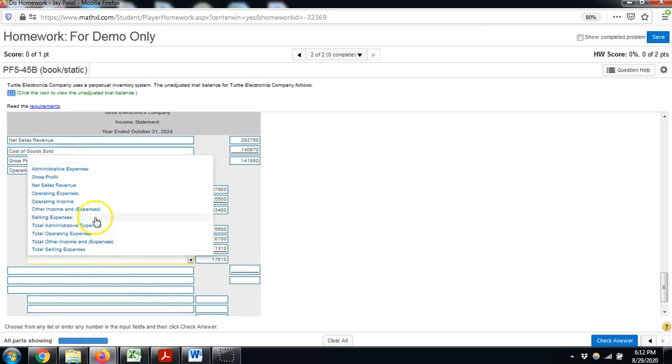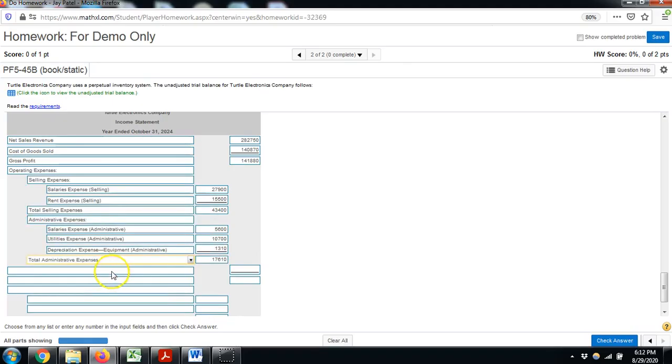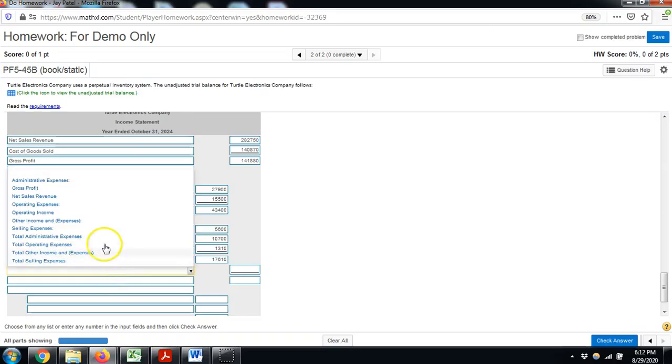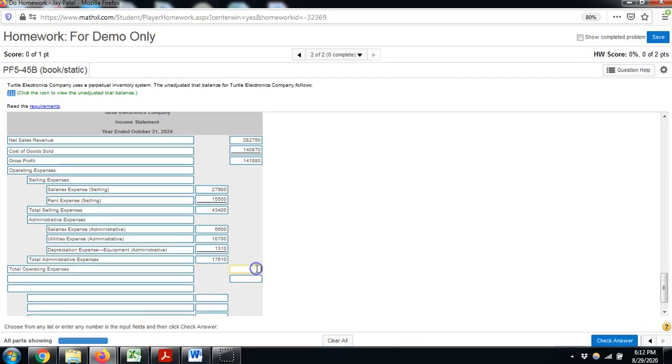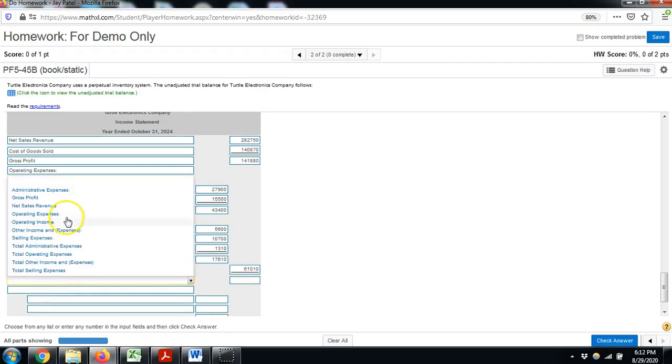And this is our total administrative expense. And we'll get our total operating expenses by adding up these two. And then when we subtract our total operating expense from our gross profit, we'll get our operating income.